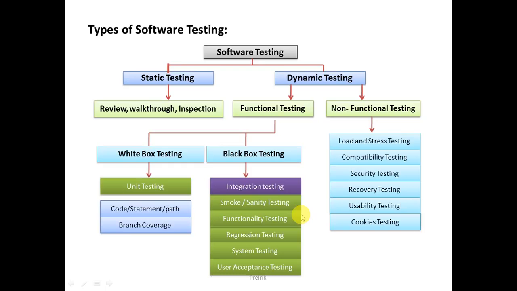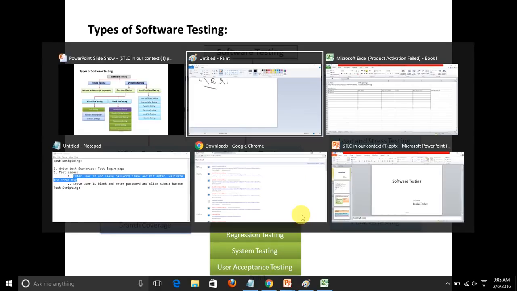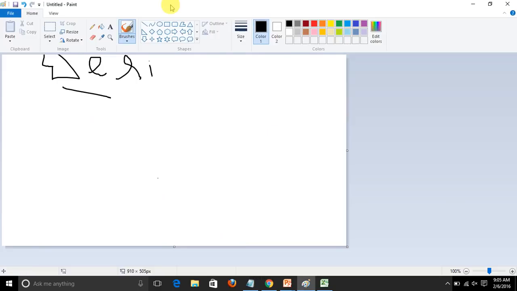There is a difference between smoke and sanity that I'll try to explain here using MS Paint. So what is smoke testing? Smoke testing is something like, once a new product comes into the testing domain for a tester, and it is actually a new product, the builds of this product are not established yet, not stable yet actually. So what does it mean? What is the meaning of not stable?